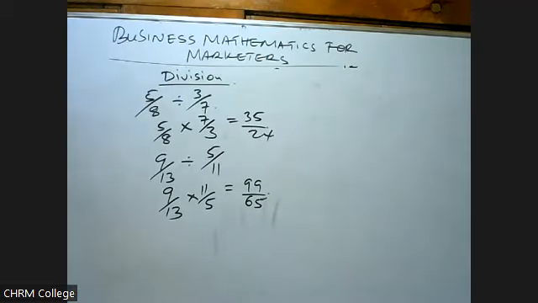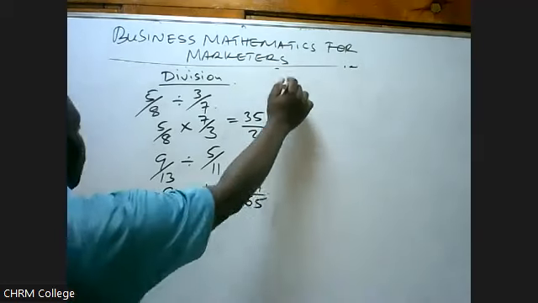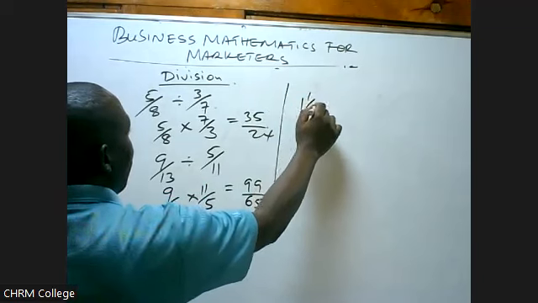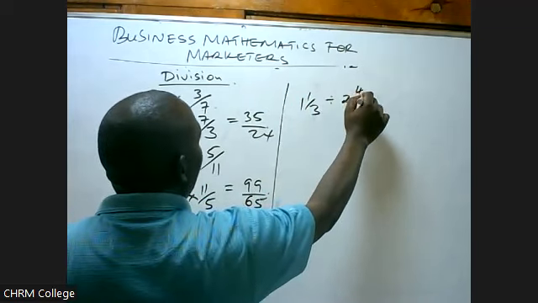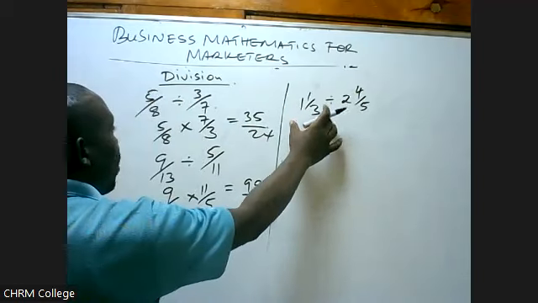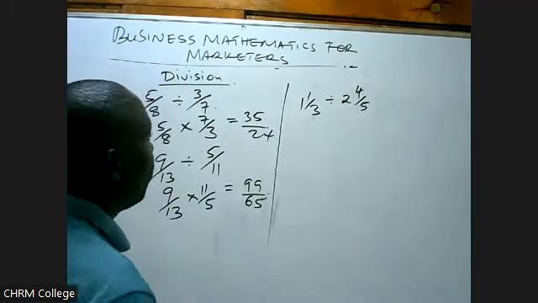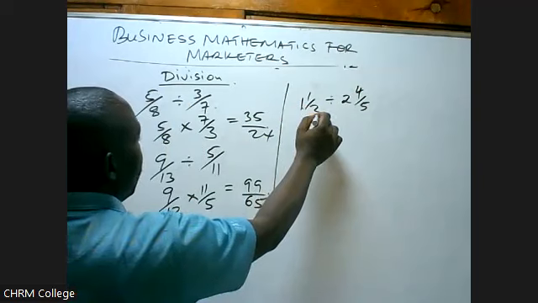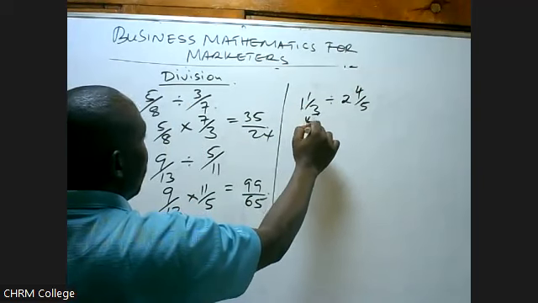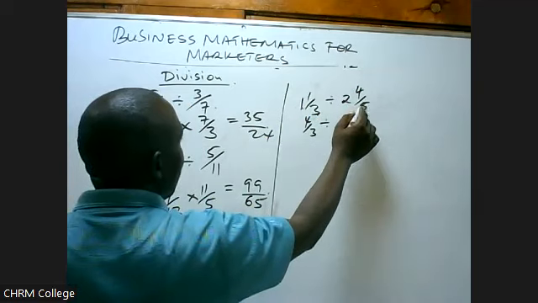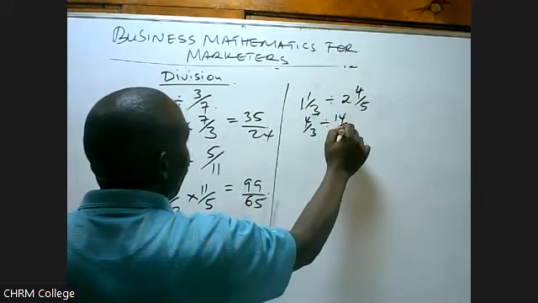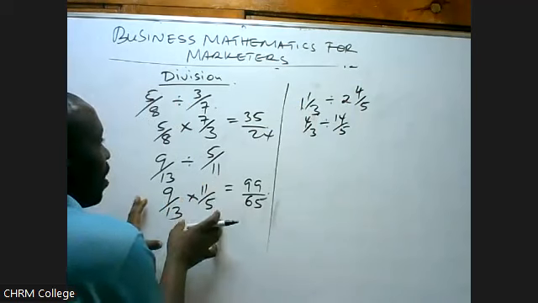And you are done. For the mixed numbers, first of all, express them as improper fractions. For example, if you are told 1 and 1 over 3 divided by 2 and 4 over 5, we first of all convert these into improper fractions. Then say 1 times 3 is 3, 3 plus 1 is 4 over 3, divided by 2 times 5 is 10, 10 plus 4 is 14 over 5. Then now you apply this approach.